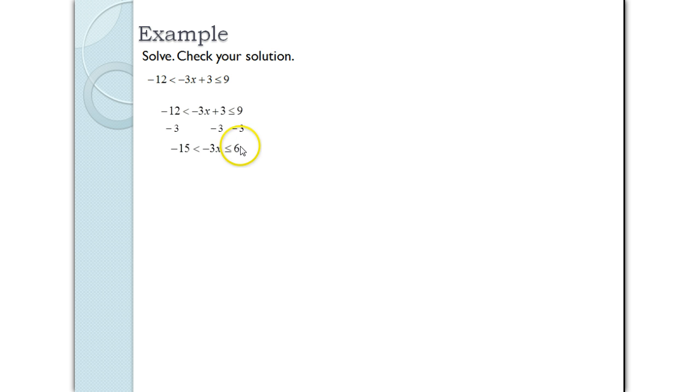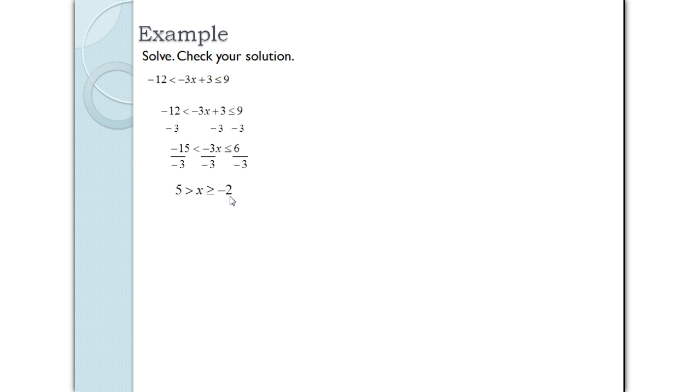Next, I need to draw my attention back to the middle. I need to get x by itself, so I'm going to divide by -3. It's -3 times x. To undo the multiplication, we have to divide. Once again, what I do to the middle, I have to do to the left, and I have to do to the right. -15 divided by -3 is a +5. Notice I divided by a negative, so I have to flip both inequality signs. Less than becomes greater than. -3 divided by -3 is just a 1. Less than becomes greater than. 6 divided by -3 is a -2.